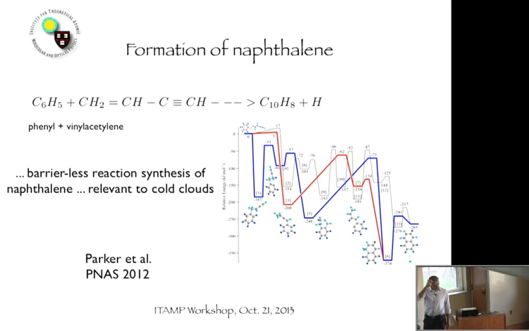Now, formation of naphthalene, which is what I will partly talk about, can be thought of, as in a talk this morning, from a reaction between phenyl and vinyl acetylene: C6H5 and C4H4 combining to give you naphthalene and a hydrogen atom, which is this. So going from here to here through a so-called barrierless reaction, this blue line to the products. And that has been connected to formation of PAHs in cold molecular clouds at low temperatures.